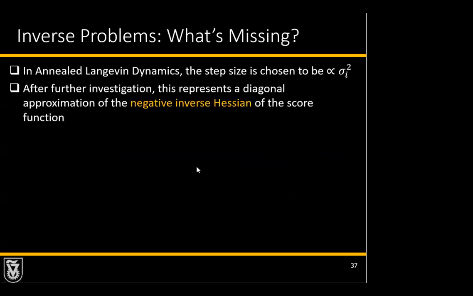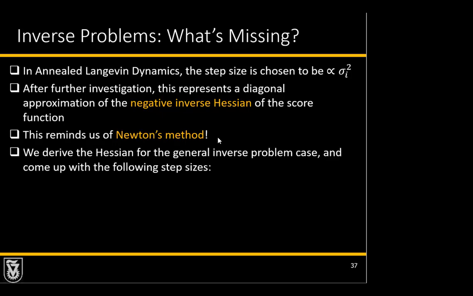So after further investigation, we found out that this step size is equivalent to a diagonal approximation of the negative inverse Hessian of the score function, the second derivative of the log P of x. Now, this reminds us of Newton's method in optimization. We follow the direction of the negative inverse Hessian multiplied by the gradient. So we wanted to do the same. We took our conditional version of the score function, derived its Hessian, calculated the negative inverse Hessian, and got the step size.